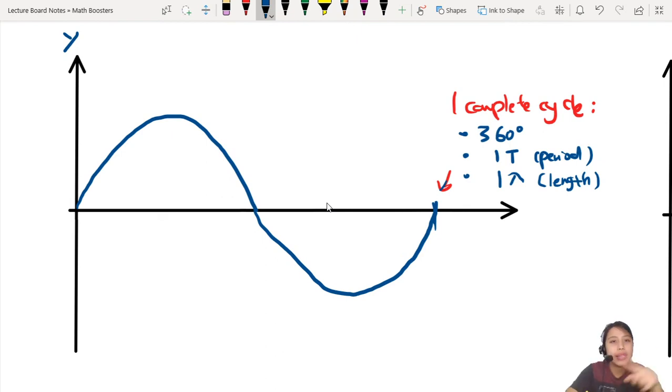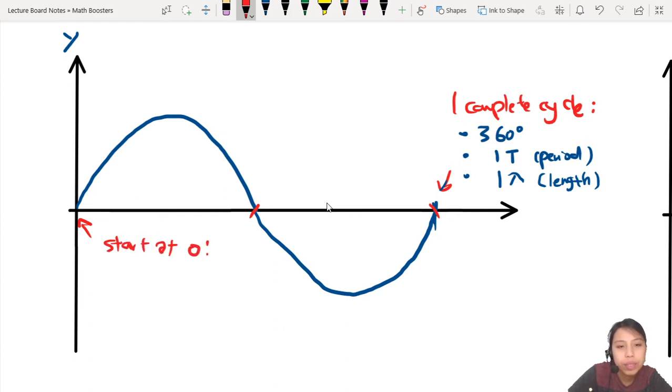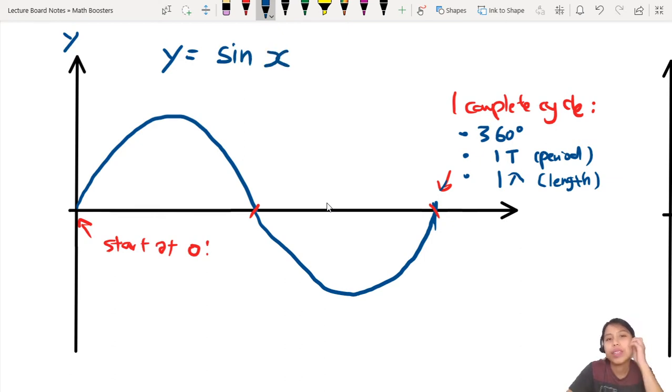So all this mean one complete cycle at this end point. Just remember the pattern starts like that. One more thing you need to know is, it will cross halfway in the middle. So this is one cycle, half cycle, and the beginning will start at zero. It will always start at zero for a basic graph of y equals sine x. You can replace x with t or whatever as long as it's a sine of something. So that is the basic shape you need to know.